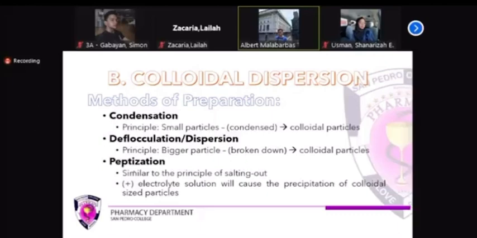Okay. Now, methods of preparation of colloid dispersion. We have three: condensation, deflocculation or dispersion, and peptization. Condensation, from small, i-condense siya to a larger particle, colloidal particle. Deflocculation or dispersion, opposite siya. From a bigger particle, maging smaller, colloidal particle siya. And then peptization, same principle of salting out. Higher concentration of electrolyte will cause the precipitation of your colloidal particles.